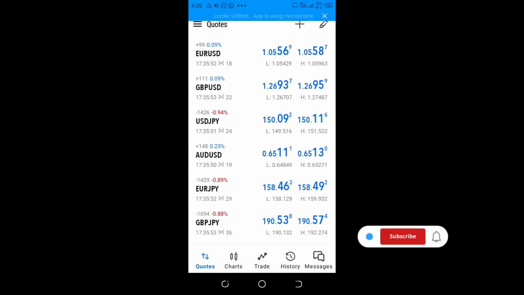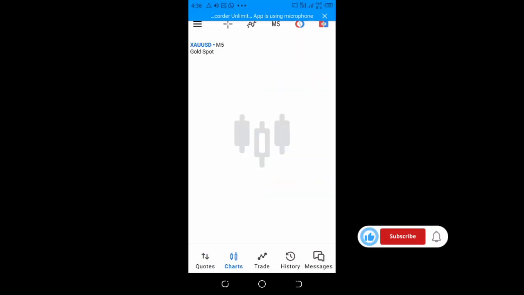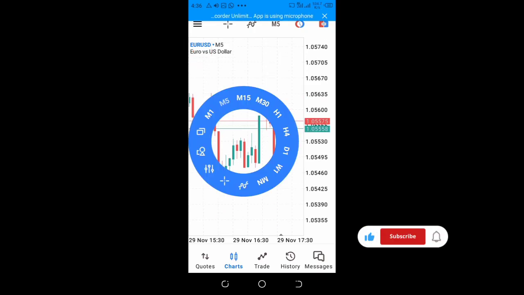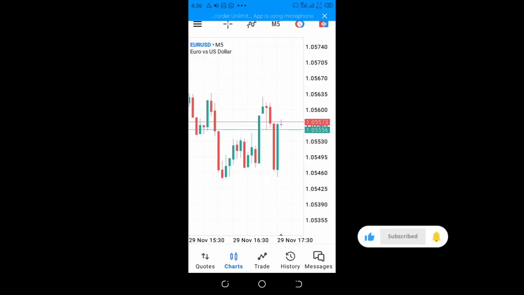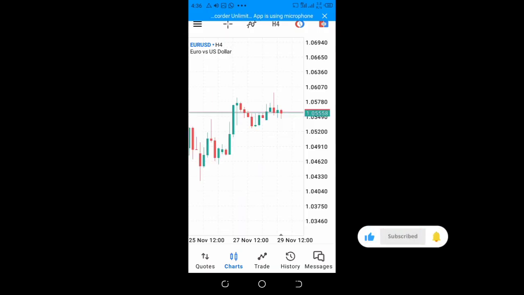So today I'm going to be showing you how to spot support and resistance in the market. First of all, we are going to be using Euro USD as our case study. First of all, I'll have to go to a 4 hour time frame. At a 4 hour time frame is where I normally mark my support and resistance after knowing the trend of the market from a daily time frame.